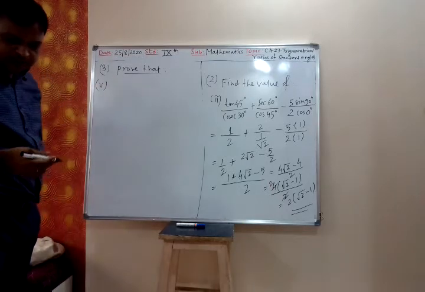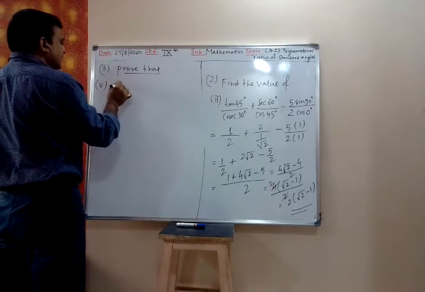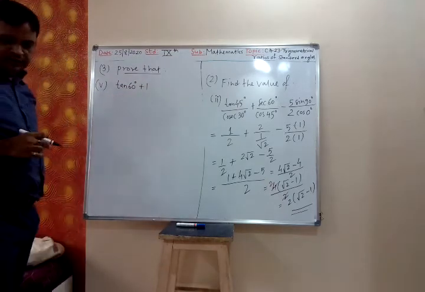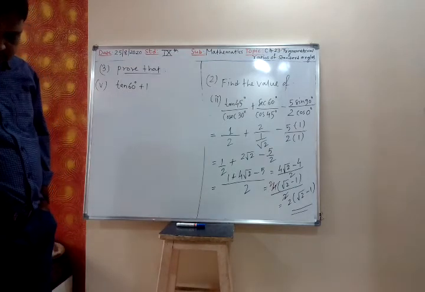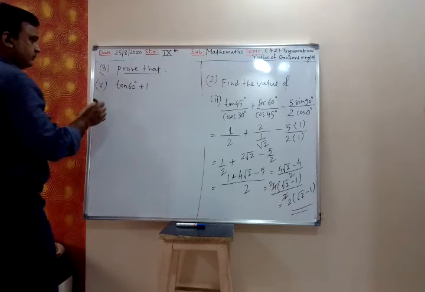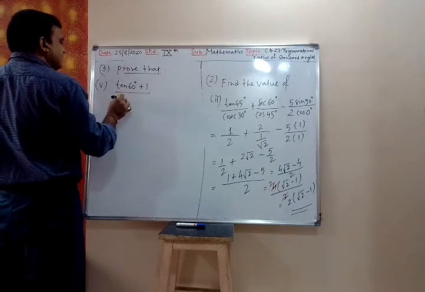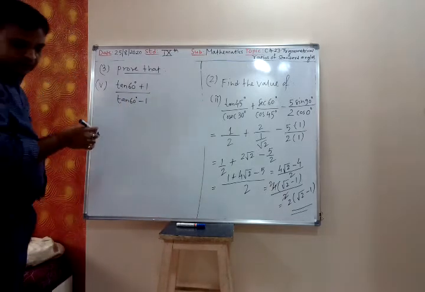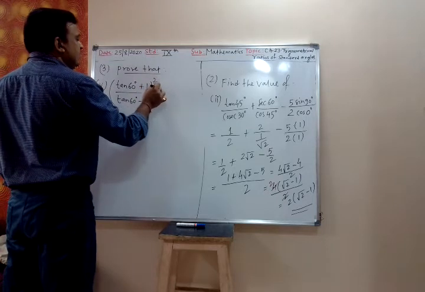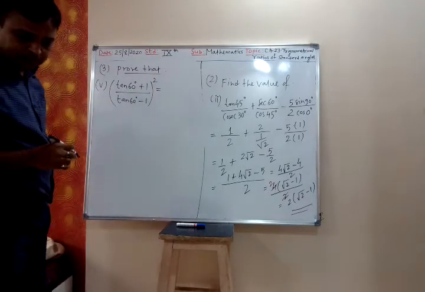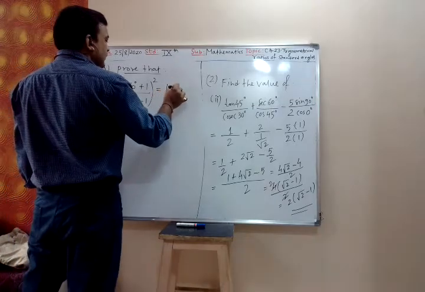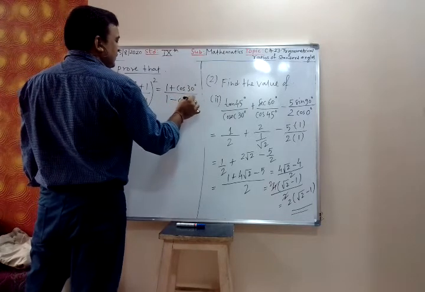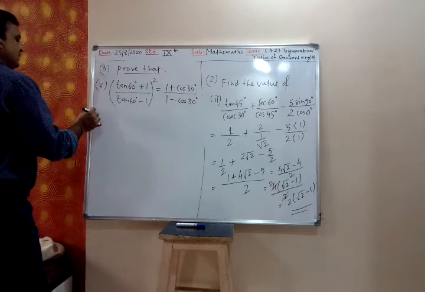Just put the value and simplify. Fifth: tan 60 degree plus 1 upon tan 60 degree minus 1, whole square, is equal to 1 plus cos 30 degree upon 1 minus cos 30 degree.